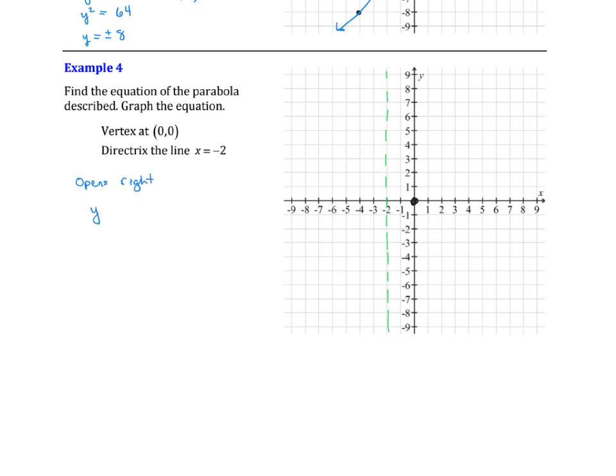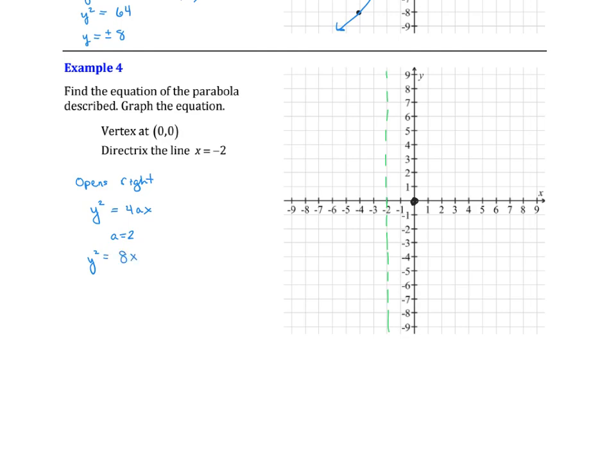So this means we have y squared again equals 4ax. So the distance between the focus and the vertex is the same as the distance between the vertex and the directrix. So a is going to be 2. So y squared equals 8x.